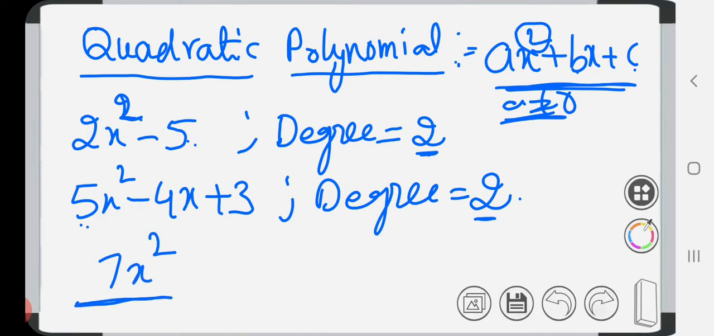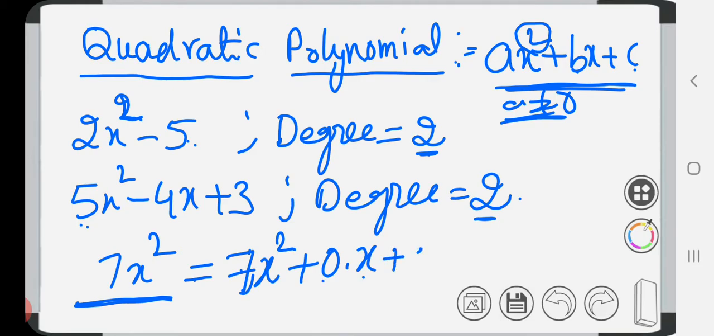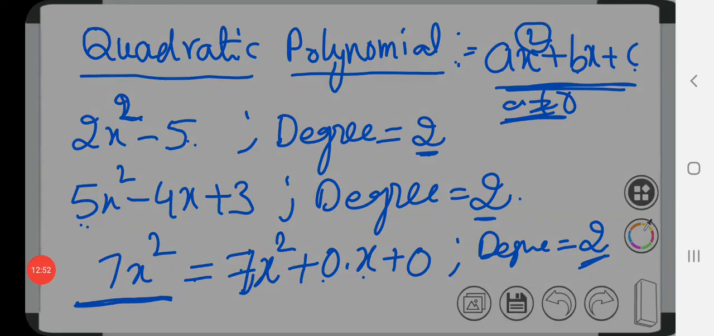Another example, 7x square. If I write only 7x square, this is also a quadratic polynomial, because here the x coefficient and the constant are 0. So we can write 7x square plus 0 into x, since the x term is not there, and plus 0, since the constant is also not there. Then in this case also the degree becomes 2. This is an example for quadratic polynomials.